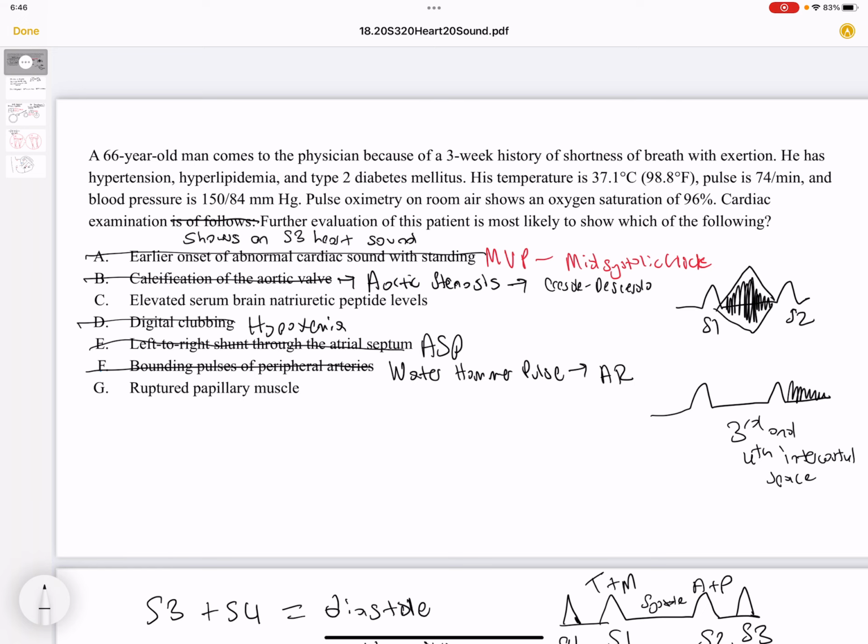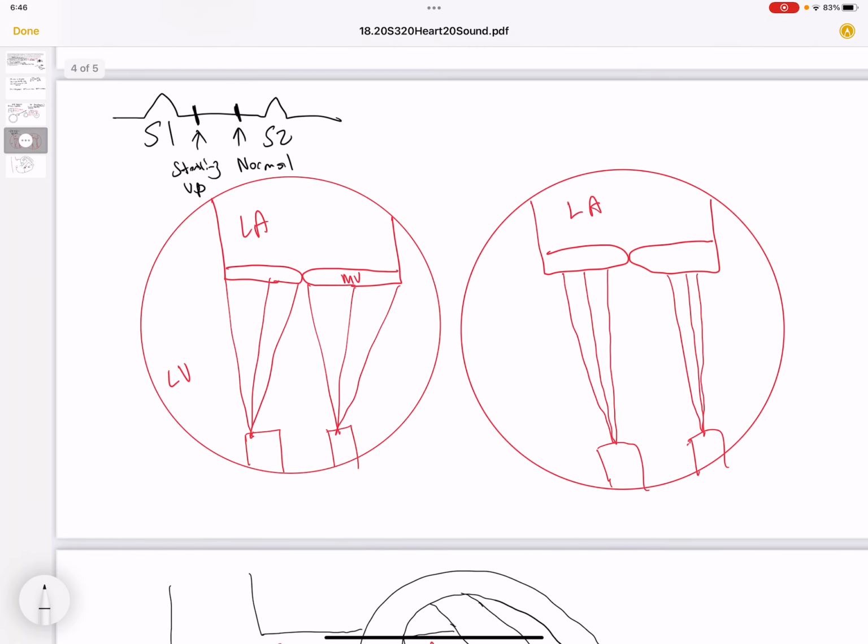Answer choice G is ruptured papillary muscle. As we previously talked about, the papillary muscle is important for not allowing the backflow of blood from the left ventricle to the left atrium. If there's a papillary muscle rupture, then there's going to be a backflow of blood going from the left ventricle to the left atrium, and that results in mitral regurgitation.